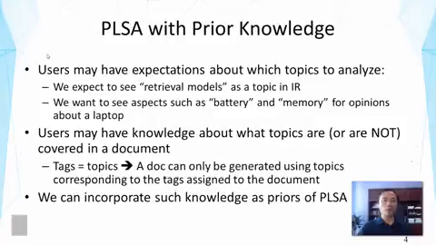Now, a user may also have knowledge about the topic coverage, and we may know which topic is definitely not covered in which document or is covered in the document. For example, we might have seen those tags, topical tags assigned to the documents, and those tags could be treated as topics. If we do that, then a document can only be generated using topics corresponding to the tags already assigned to the document. If a document is not assigned a tag, we're going to say there's no way for using that topic to generate the document. The document must be generated by using the topics corresponding to the assigned tags. So the question is, how can we incorporate such knowledge into PLSA?